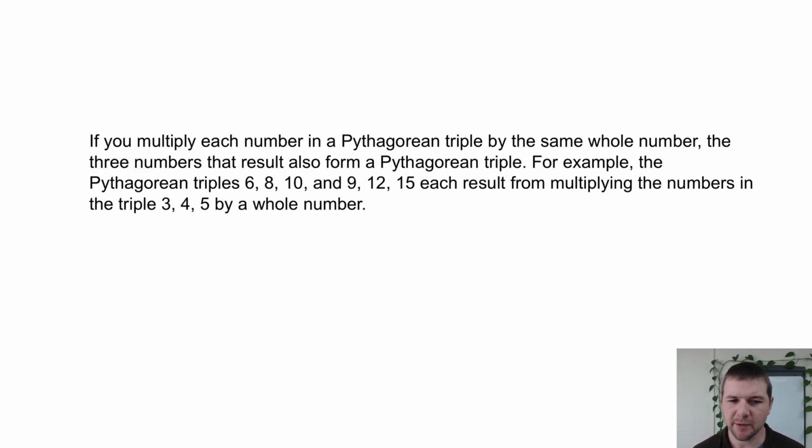If you multiply each number in a Pythagorean triple by the same whole number, the three numbers that result also form a Pythagorean triple. For example, the Pythagorean triples 6, 8, 10, and 9, 12, 15 each result from multiplying the numbers in the triple 3, 4, 5 by a whole number.